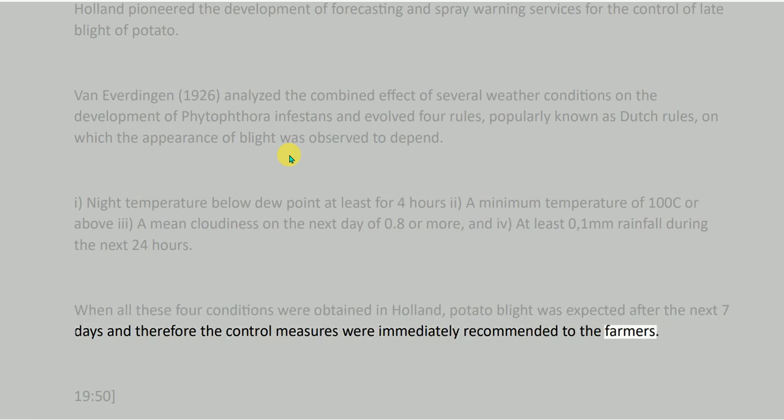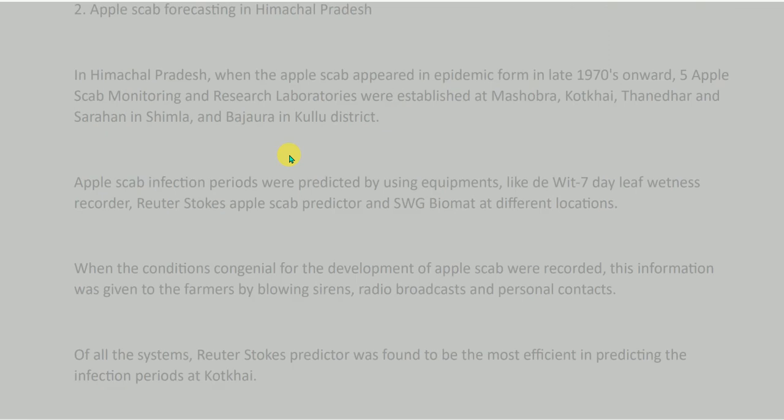2. Apple scab forecasting in Himachal Pradesh. In Himachal Pradesh, when the apple scab appeared in epidemic form in late 1970s onward, 5 apple scab monitoring and research laboratories were established at Mashobra, Kotgarh, Thanedhar and Sarahan in Shimla, and Bajaura in Kullu district. Apple scab infection periods were predicted by using equipment like DeWitt 7-day leaf wetness recorder, Reuters-Stokes Apple scab predictor, and SWG biomat at different locations.